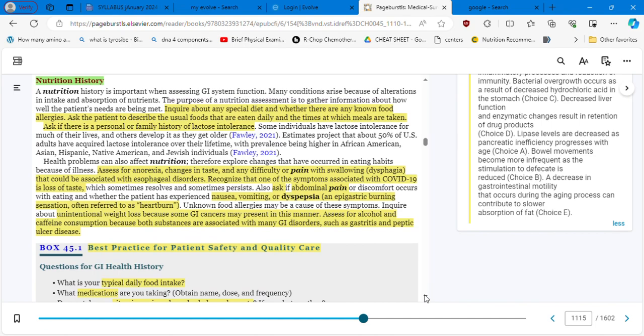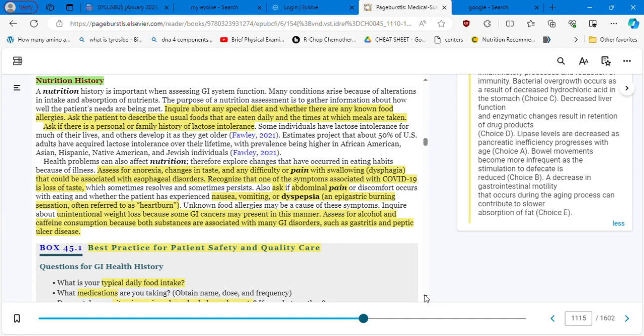Okay. Nutrition history is very important: inquire about any special diet and whether there are any known food allergies. Ask the patient to describe the usual foods that are eaten daily and the times at which meals are taken. Ask if there is a personal or family history of lactose intolerance. It's very important. Assess for anorexia, changes in taste, and any difficulty or pain with swallowing, which we know is dysphagia, because this can be associated with esophageal disorders.